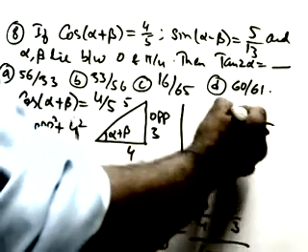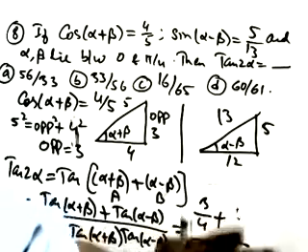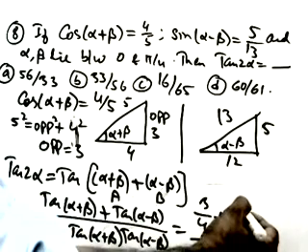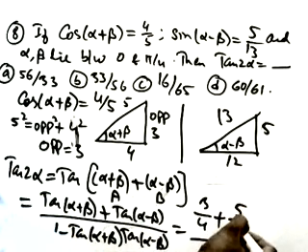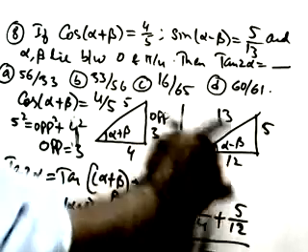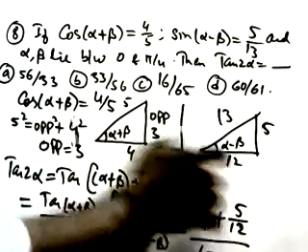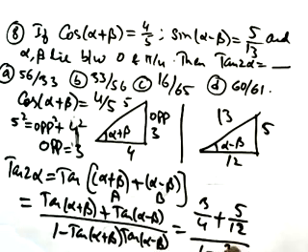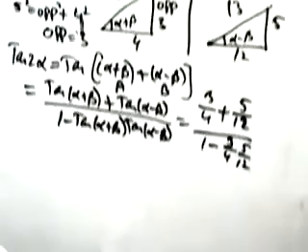Sine is opposite by hypotenuse. This is opposite, this is hypotenuse. This will be 12. So tan A plus B is tan A plus tan B. 5 by 13, no? 5 by 12. Tan A is right. Tan A plus tan B by 1 minus tan A tan B. 3 by 4 into 5 by 12.